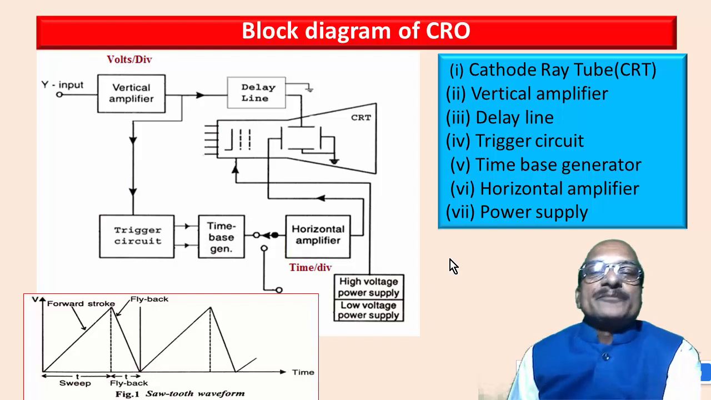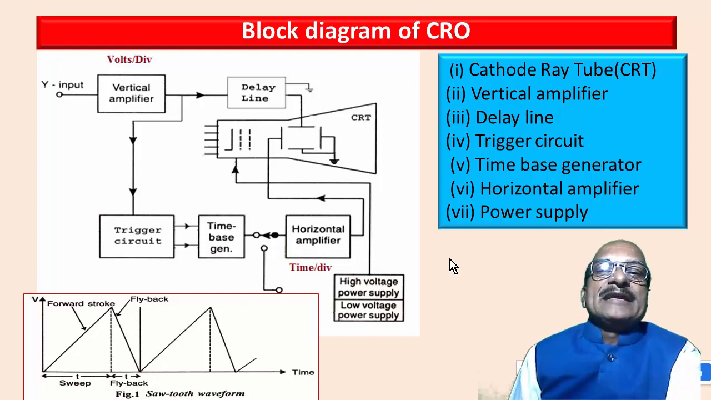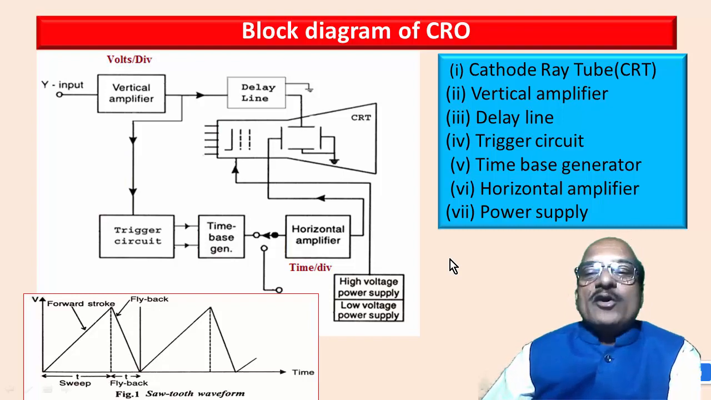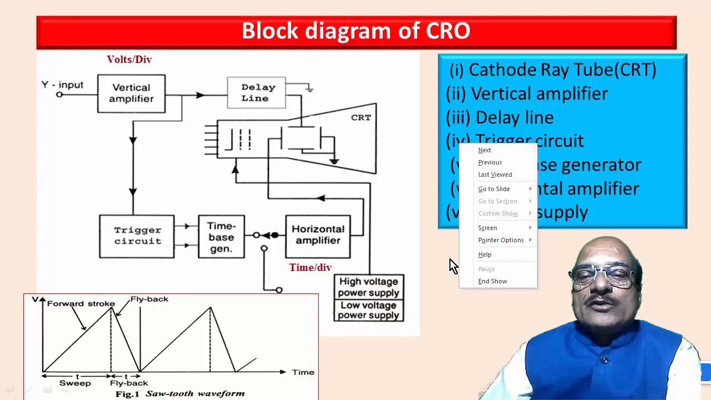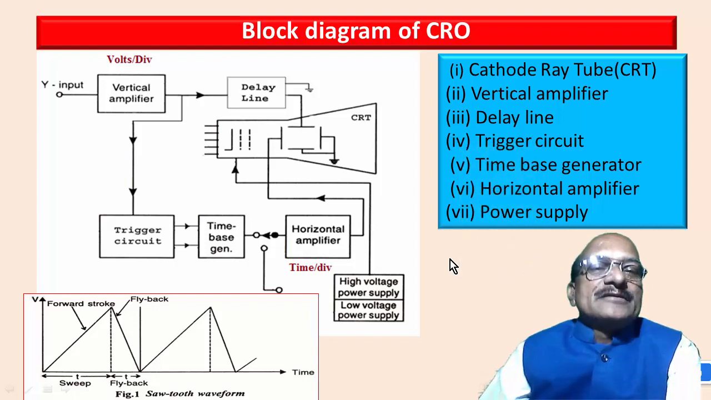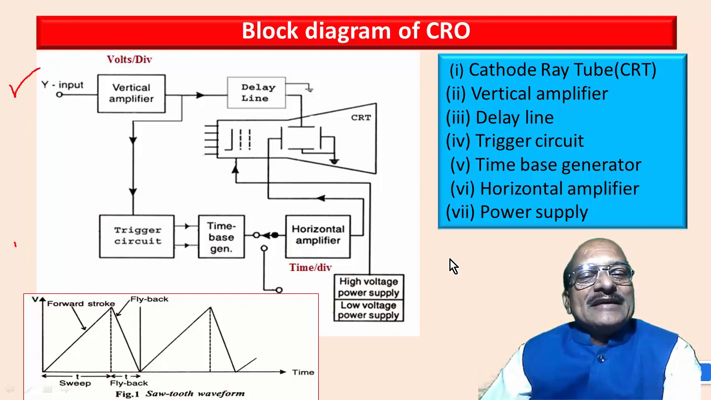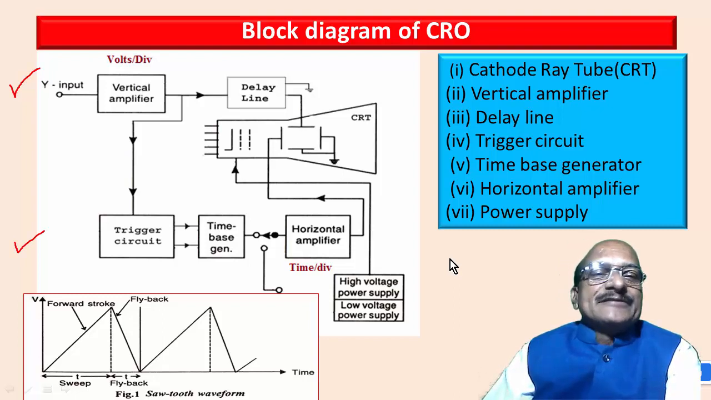The working of CRO with the help of a block diagram. So this figure shows the block diagram of CRO, cathode ray oscilloscope. Now let us see the working of CRO with the help of this block diagram. Remember, there are two channels. This channel is called the vertical channel and this channel is called the horizontal channel. So we see the working channel wise.